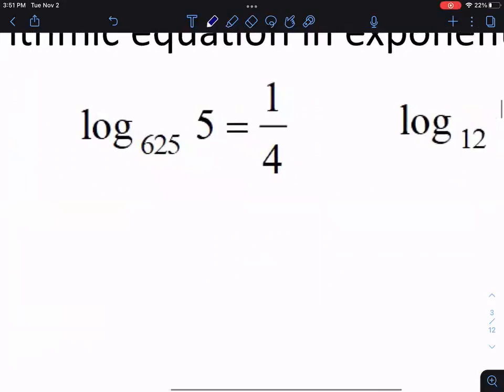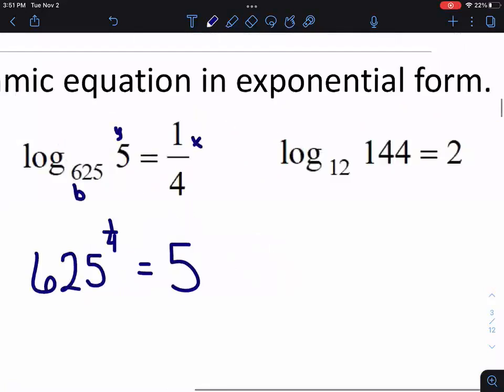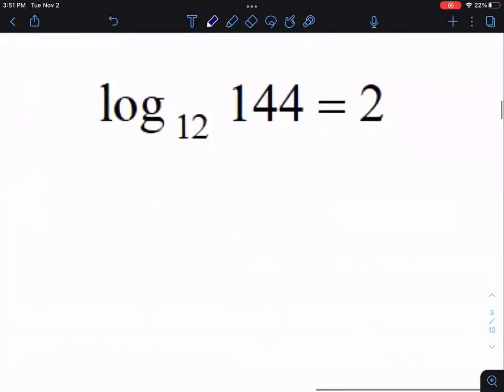Moving to question number 2 here. We're going to have a base of 625, a y value of 5, and an exponent of 1/4. So 625 to the 1/4 power equals 5. Take a moment, pause the video, and see if you can solve this last one over here. Excuse me, not solve it, but rewrite it into exponential form.